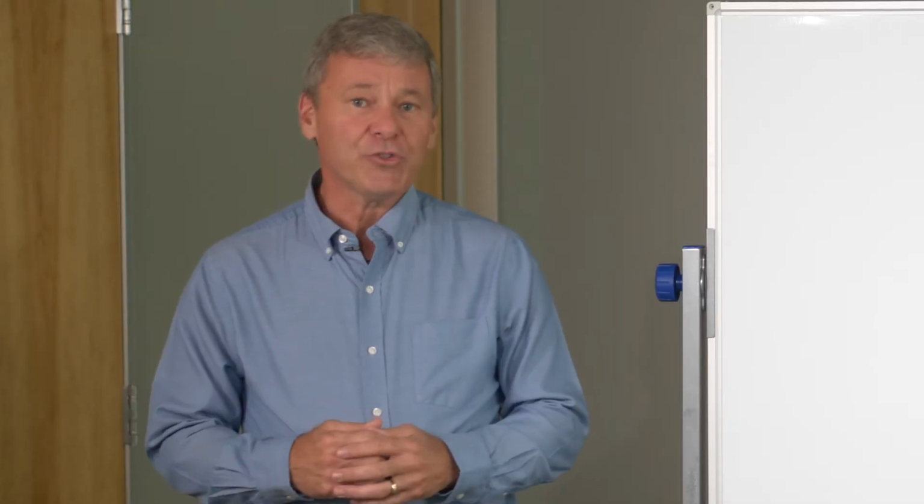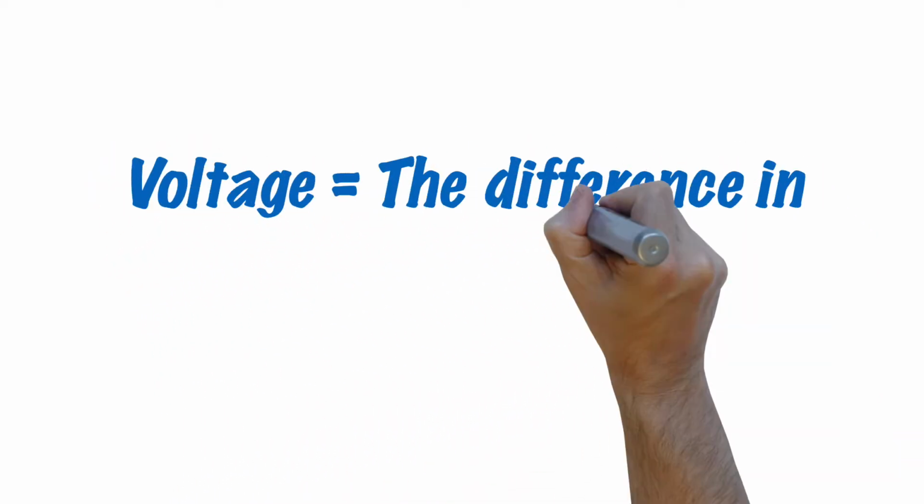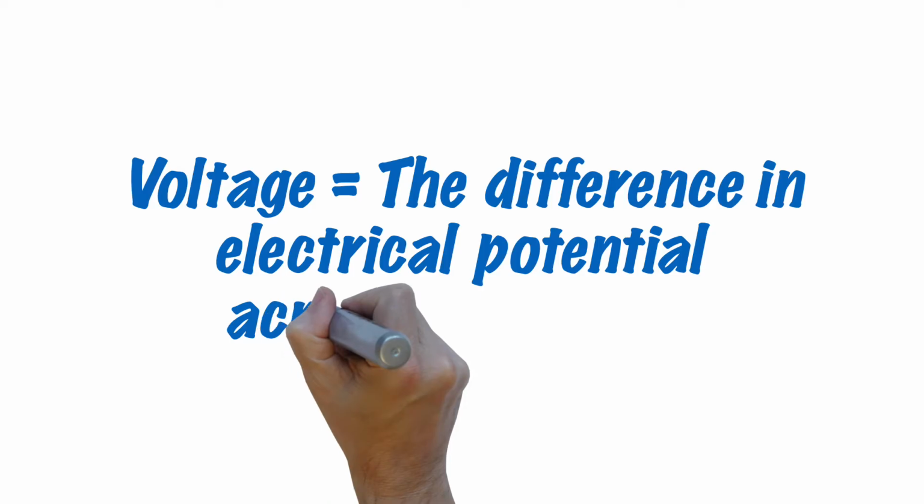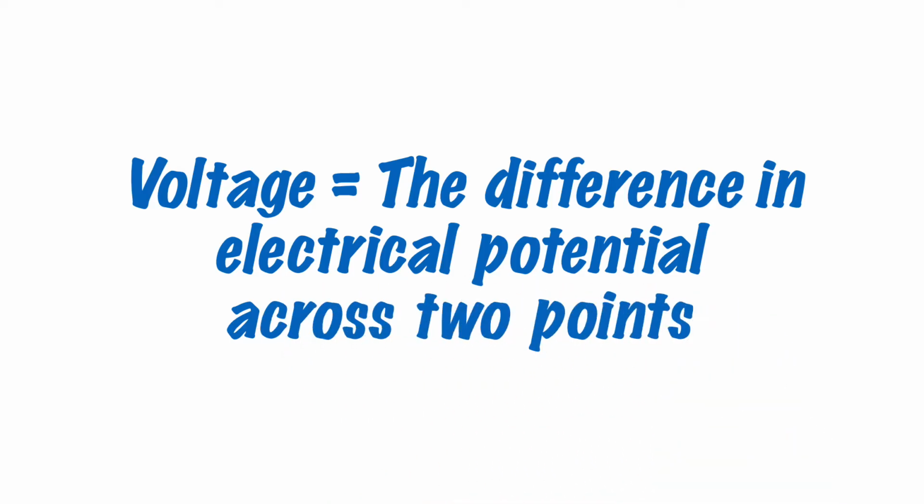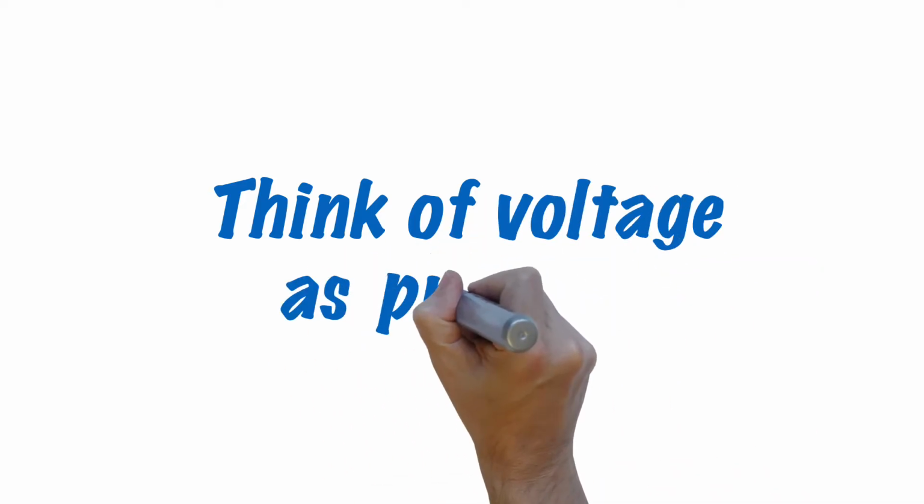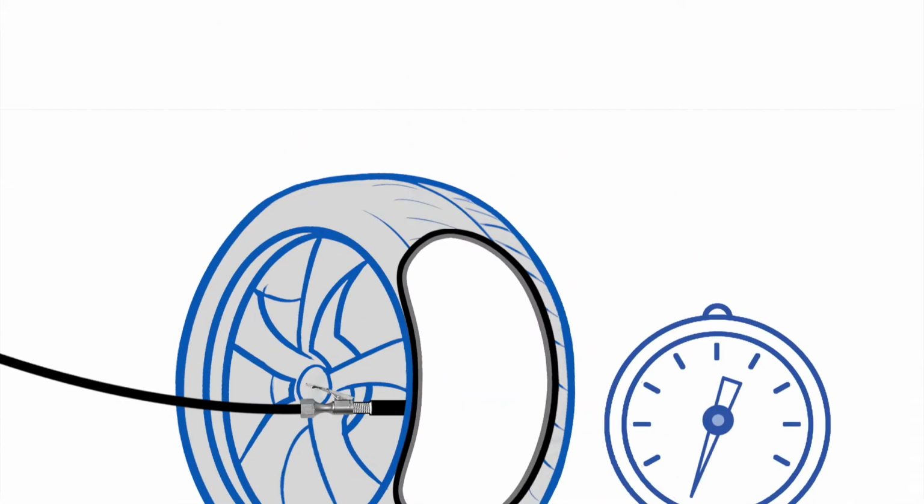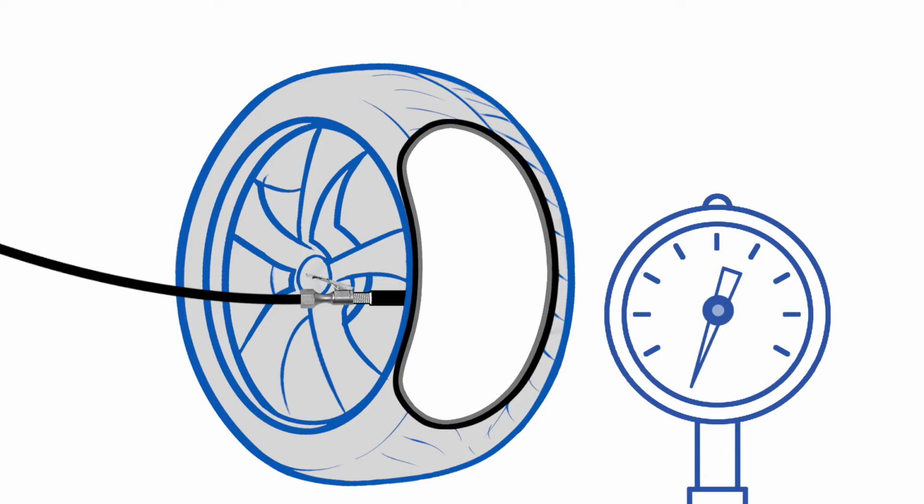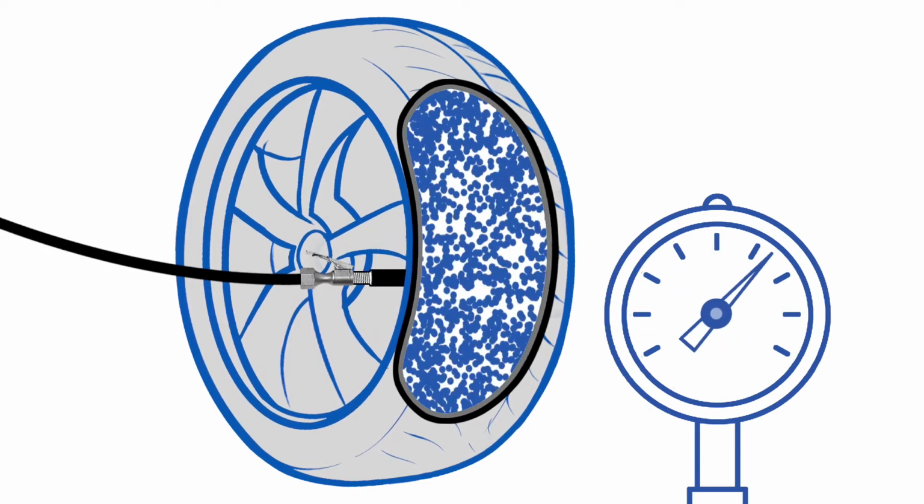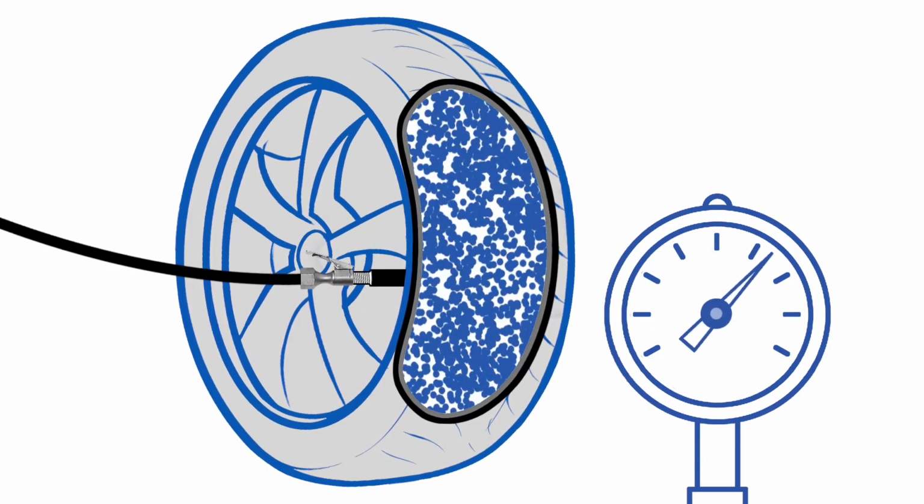We've all heard of volts and amps, but what are they? And what do they measure? Technically, voltage is the difference in electrical potential across 2 points, but it's also called electric pressure. Let's think of voltage as being like pressure. We're all familiar with the air pressure in tires. The more air you put in a tire, the higher the air pressure is inside the tire.